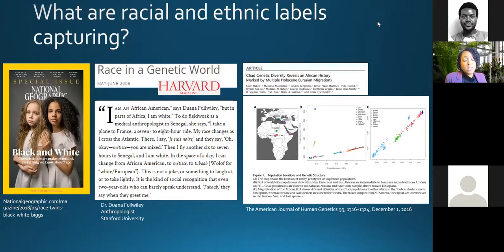Looking towards the middle column, Dr. Fulwiley wrote that she is Black in America and white in parts of Africa. In the course of a plane ride, her race could change from Black to mixed if she flies from America to Senegal to France. In Chad, a person may identify socially with one ethnic group, but genetically have significant ancestry from different ethnic groups or reflecting Eurasian migrations.